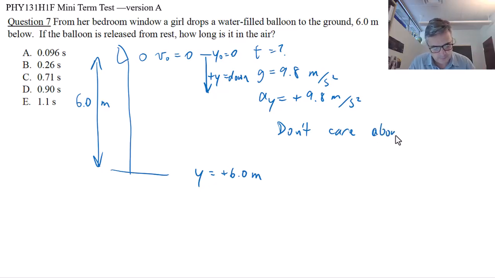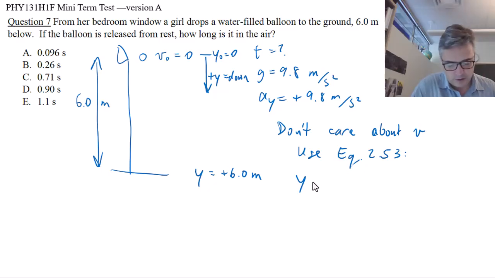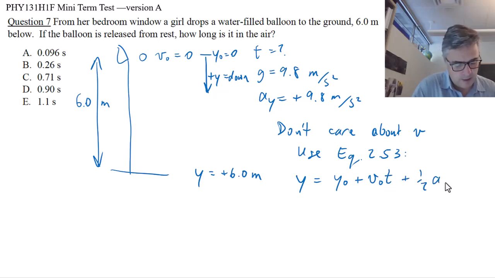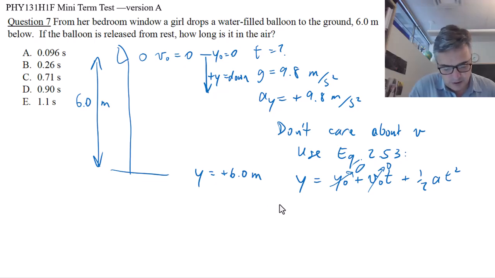about v final. So use that equation that doesn't contain v final, equation 2.53, which, I'm going to convert it to y's instead of x's, y0 plus v0 t plus 1/2 a times t squared. We're defining y0 as 0. We've said that the thing starts from rest, so you just see there that y equals 1/2 g t squared. Solve for t.